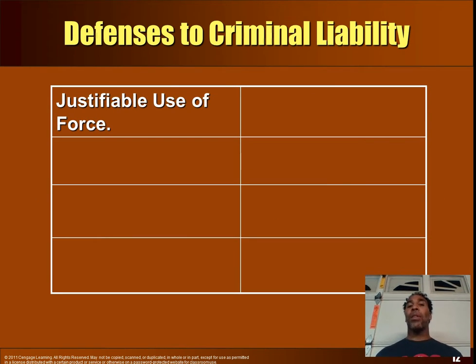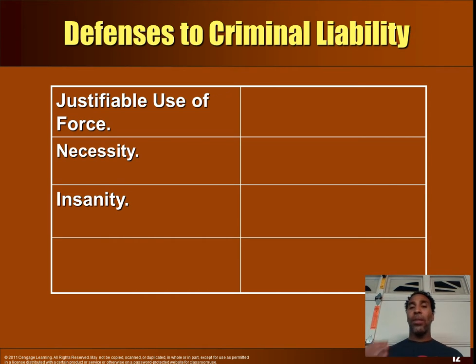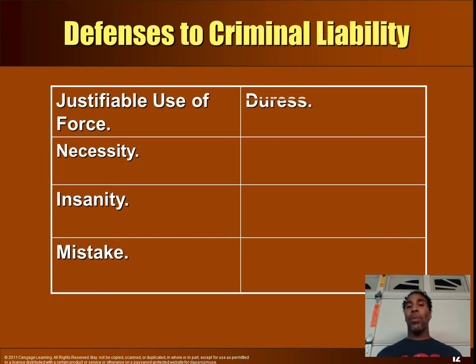So these are the defenses to criminal liability. Justifiable use of force, right? It was justified that I defend myself, or justified that I do these things to protect my family. Necessity, right? It was necessity. Insanity: somebody's out of their mind, they don't remember the situation. Mistake: like I said in the video, you're driving, you hit somebody, you weren't drunk or anything like that, and it was just a mistake, and they happened to pass, which is unfortunate, but not necessarily something that should hold you criminally liable.